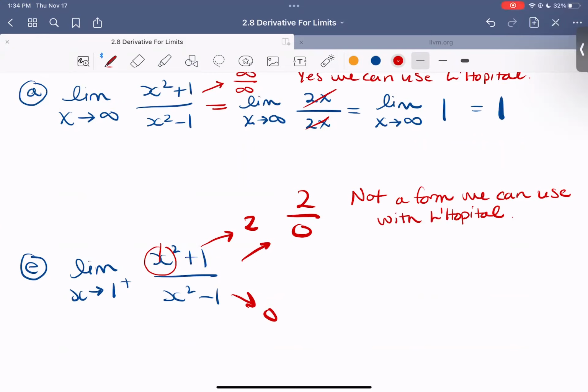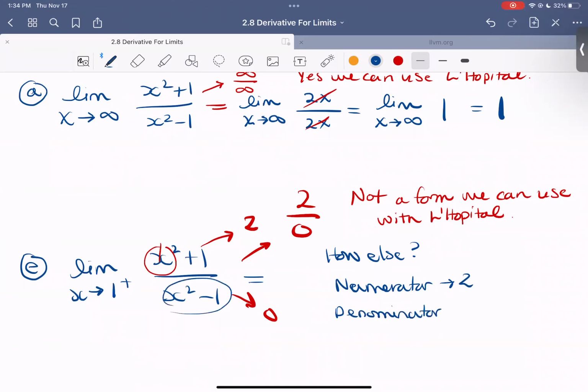Let's look at another way we could find this limit, though. How else, besides using a table? Well, we can notice that the numerator approaches 2. And what happens to the denominator here? The numerator stays put at 2, and the denominator approaches a really small number.